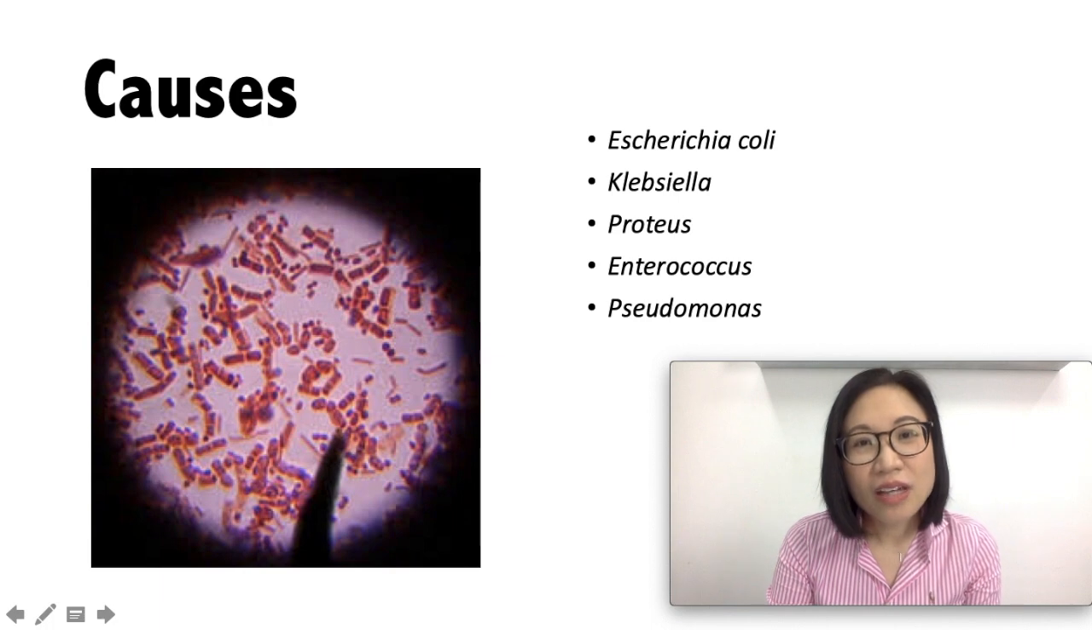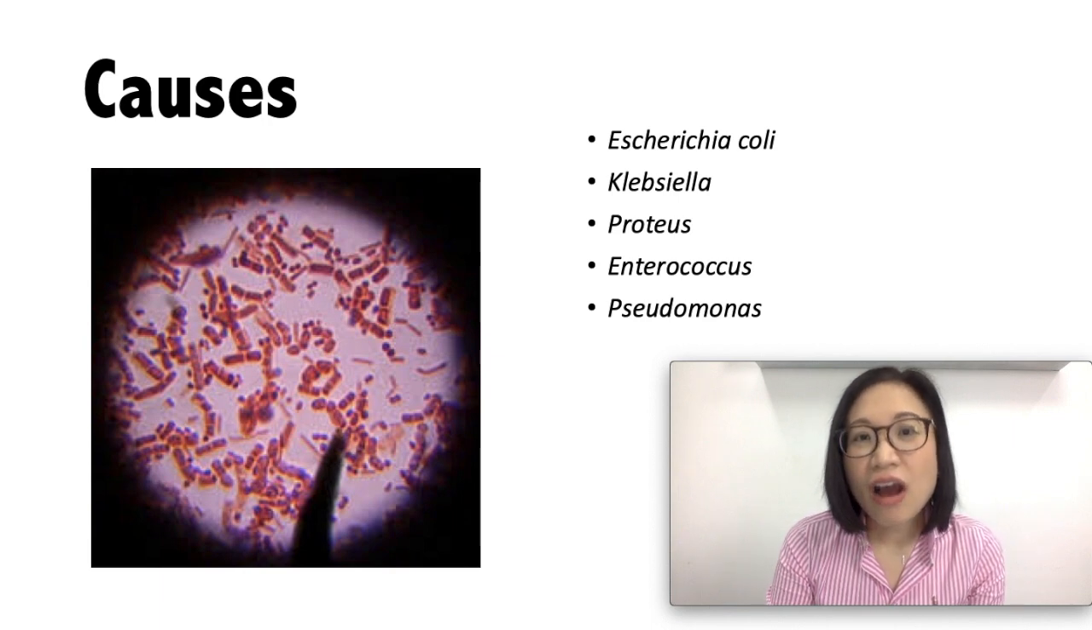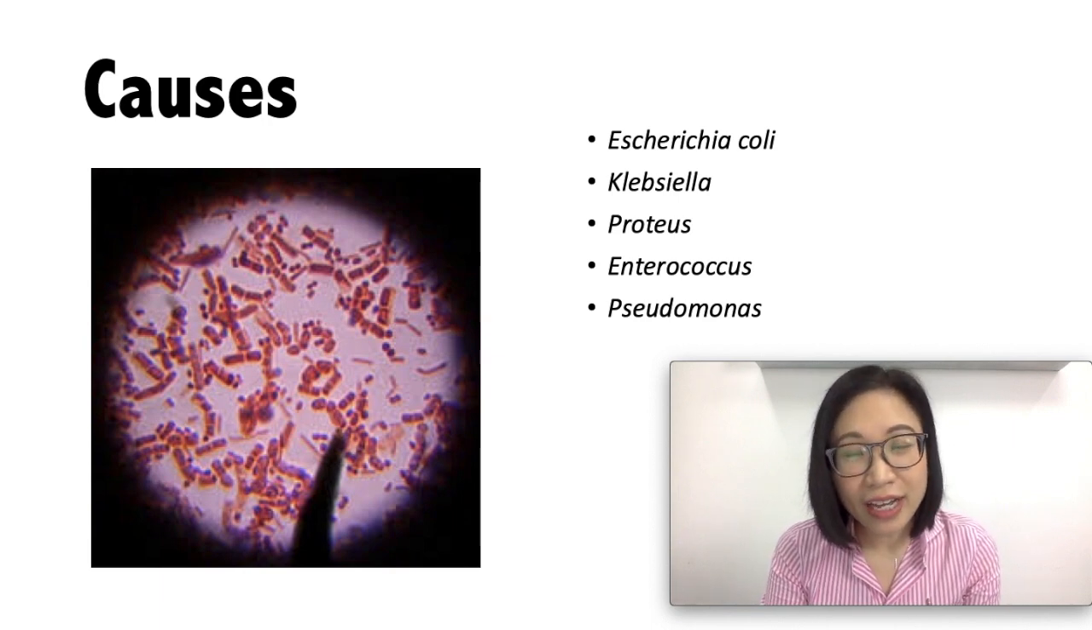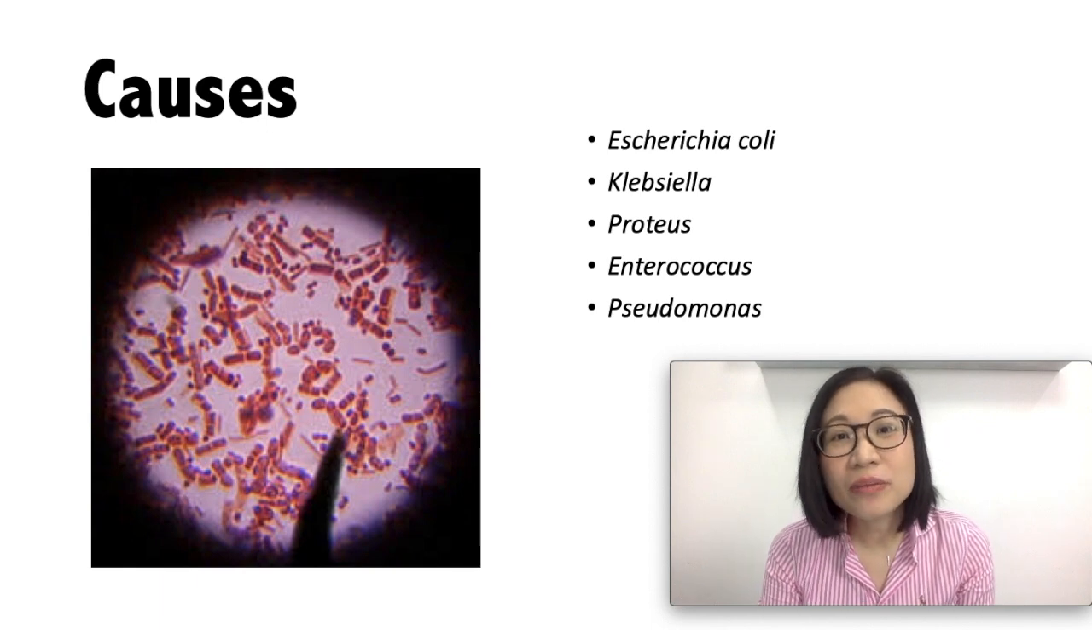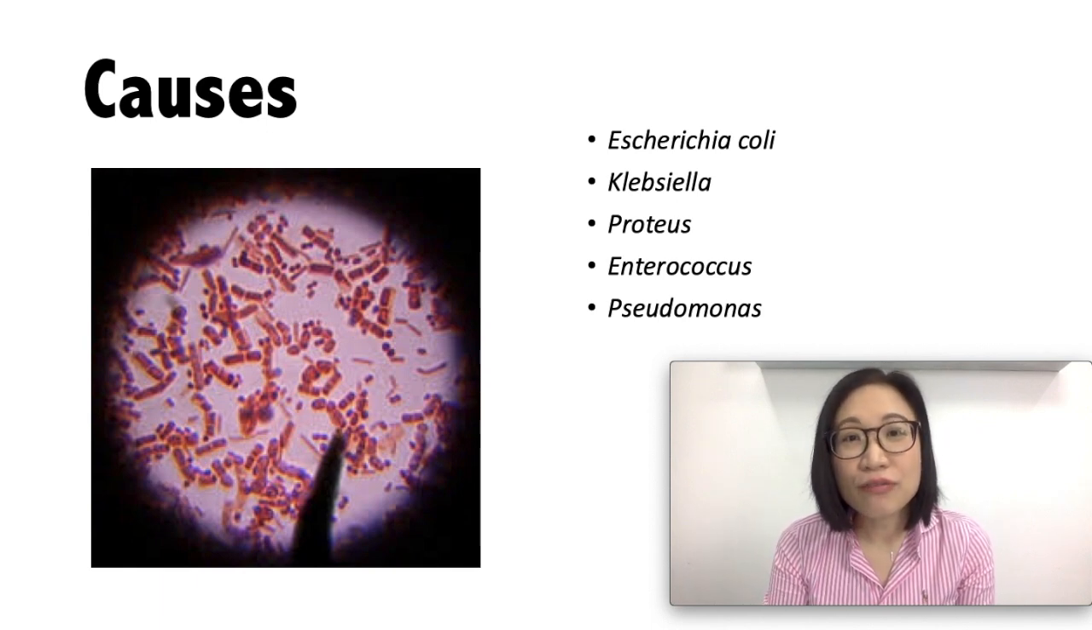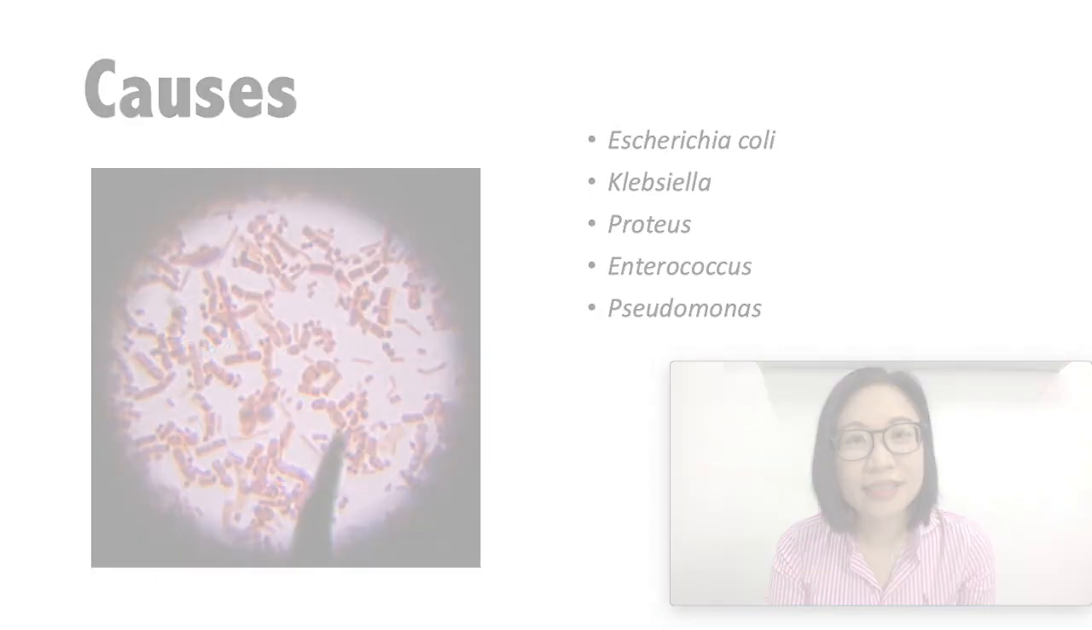The typical causes of UTI in children are from colonic bacteria, with E. coli being the most common, happening in 50 to 60%, while other causes include Klebsiella, Proteus, Enterococcus, and Pseudomonas.